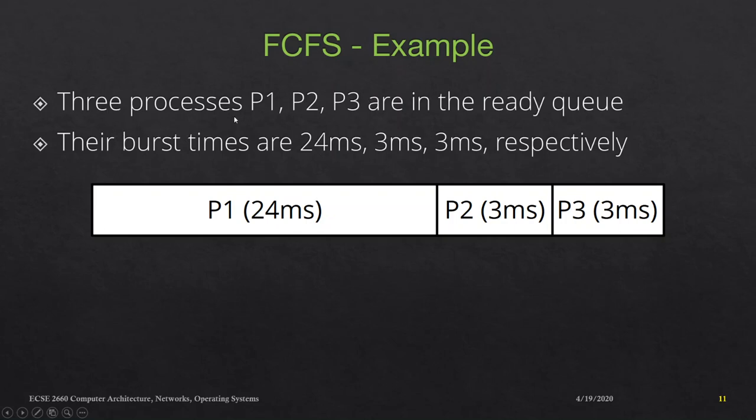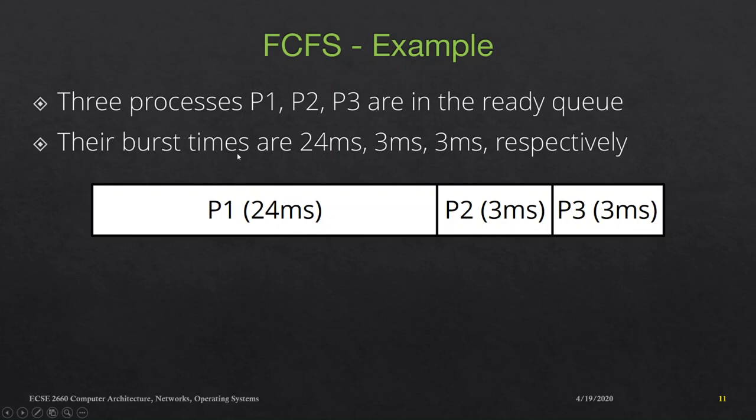Let's suppose there are three processes, P1, P2, P3, coming into the ready queue. Let's say P1 comes first, then P2, then P3. So their arrival times are staggered a little bit, but in that order, P1, P2, P3. And their burst times are given to us. For example, P1 has a burst time of 24 milliseconds. What that means is the CPU is going to have to allocate 24 milliseconds of its time to complete process 1. Similarly, P2 has a CPU burst time of 3 milliseconds. P3 also has a burst time of 3 milliseconds.